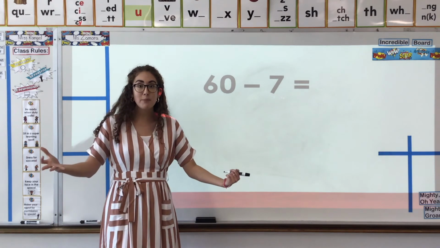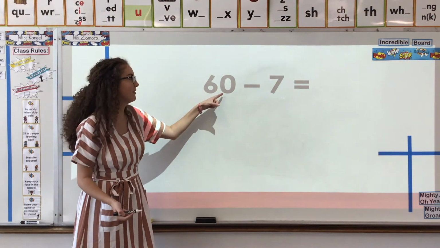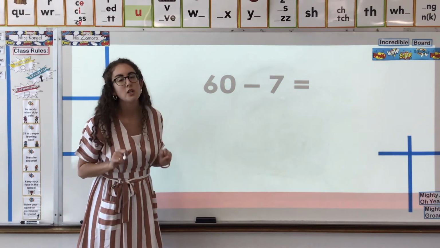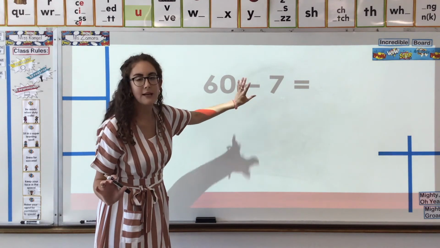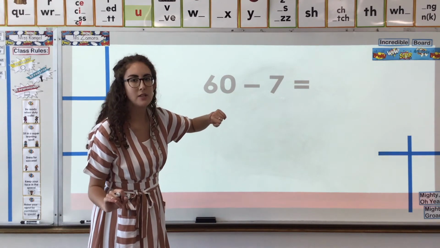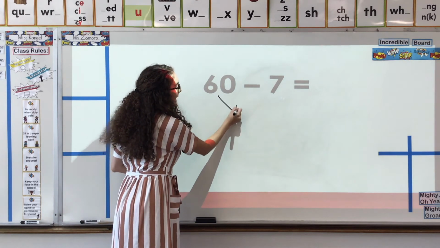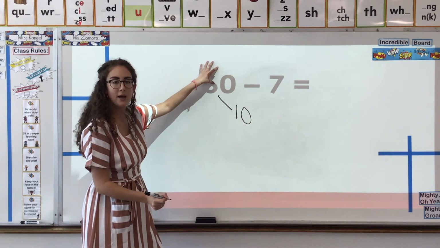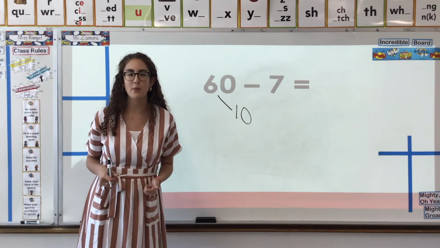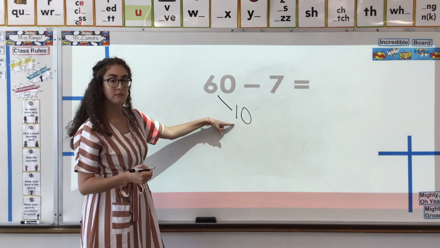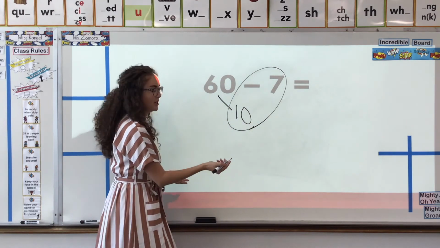We want to make a simpler equation by taking from a 10 instead. Remember, taking from 60 is going to be too big, so we're going to take from a 10. How are we going to take this 7 from a 10? How are we going to do that? Because we are going to take it from this 60. We know there's a 10 within 60 that we can use in our simpler equation. Okay, can you set it up? We're going to take from the 10. What will our equation be?